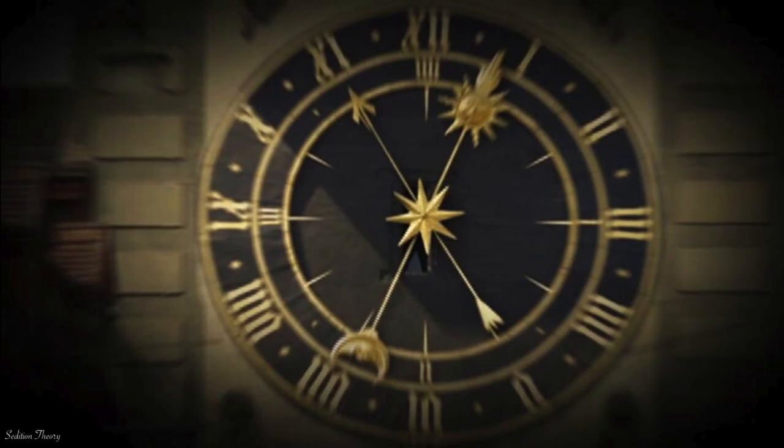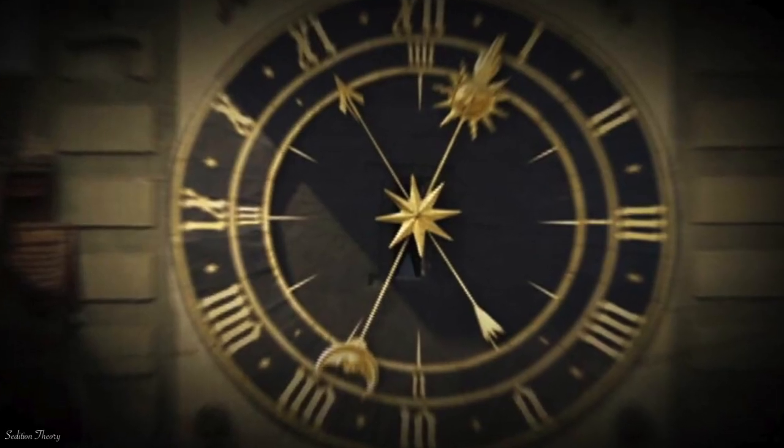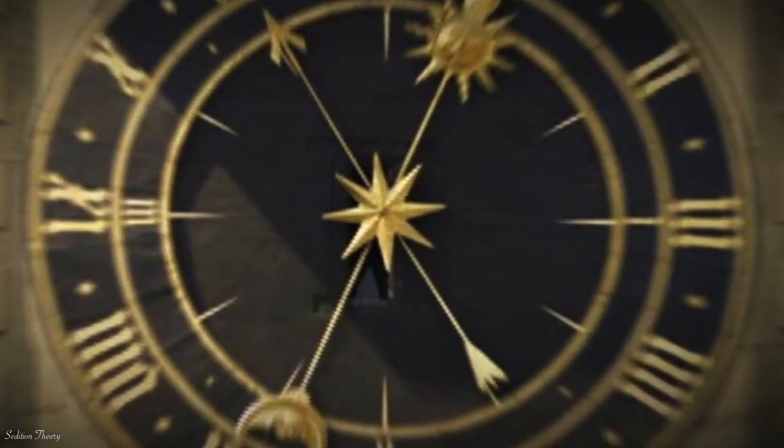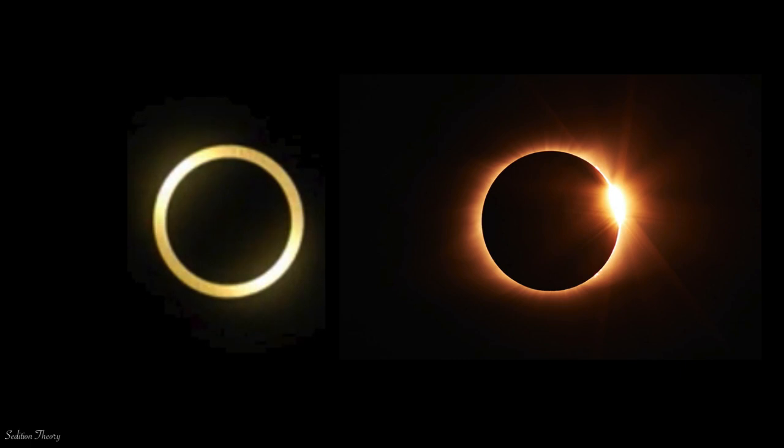Okay, so the 8-pointed star of Ishtar represents the mystic marriage of the sun and the moon. So we see here from the famous clock tower from Bern, Switzerland, the 8-pointed star in the middle of the sun and the moon. So the O in Heliofant as well could also be taken as a mystic marriage symbol, being the sun and the moon together.